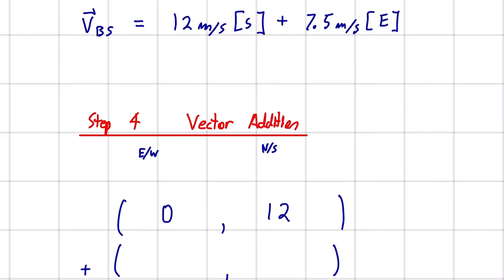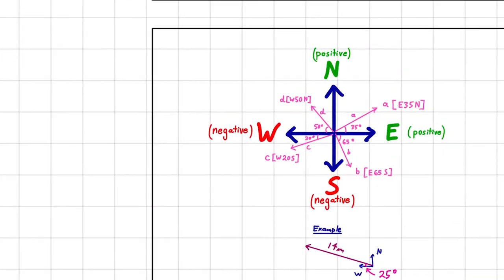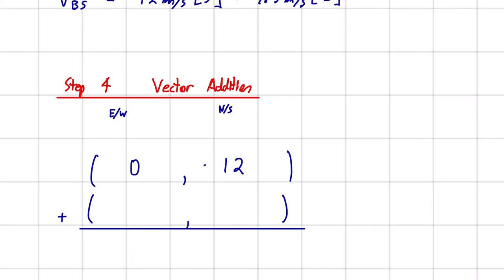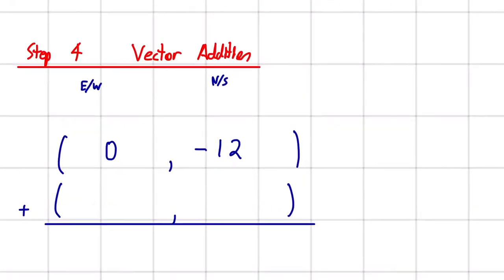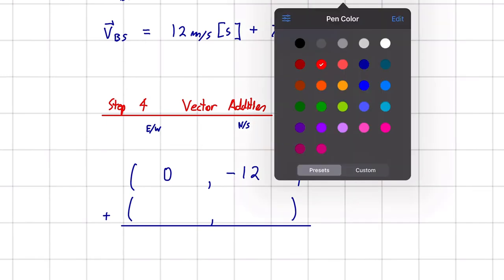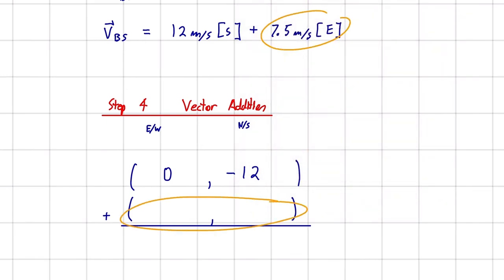But remember, because it's south, looking at our sign convention for adding these vectors, south is going to be negative. So in front of the 12, we're going to have a negative. So the direction is negative 12. That's how we write south, with this negative sign. And then our second vector, we're going to plug in the components down here. In the east or west direction, we're going to have 7.5, and that's east, so it's going to be a plus. And in the north or south direction, there's no value.